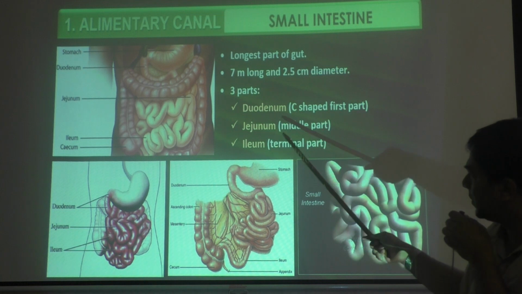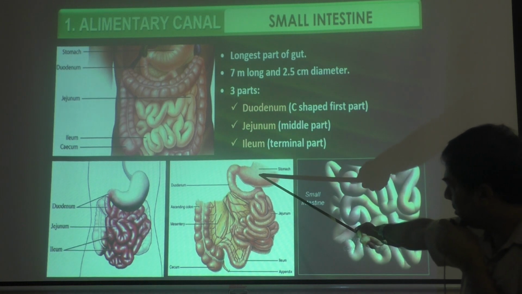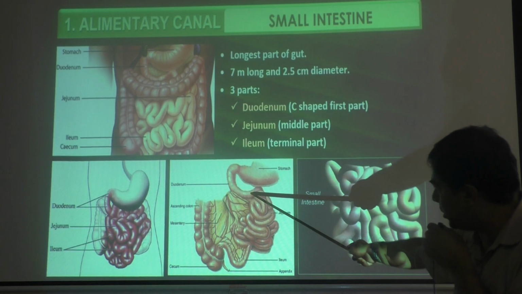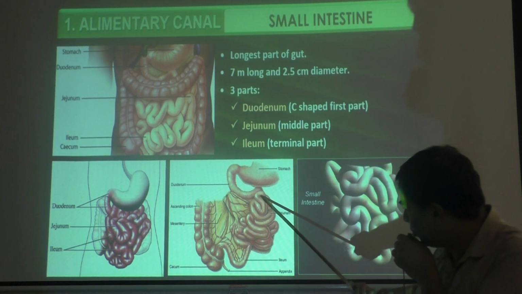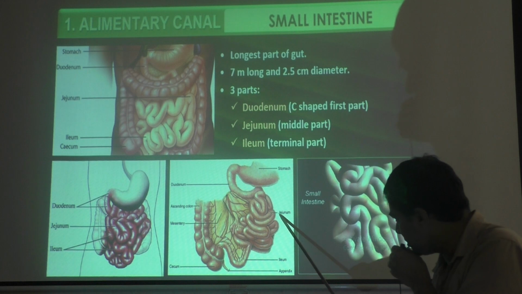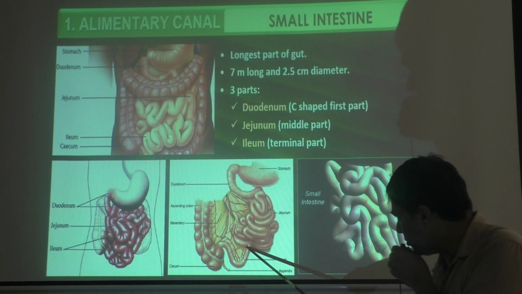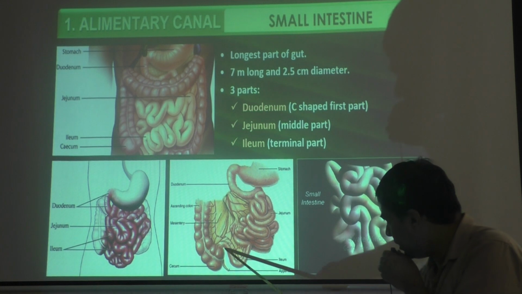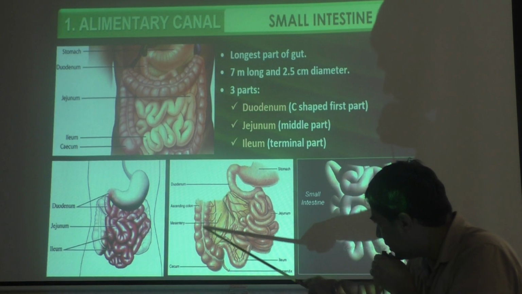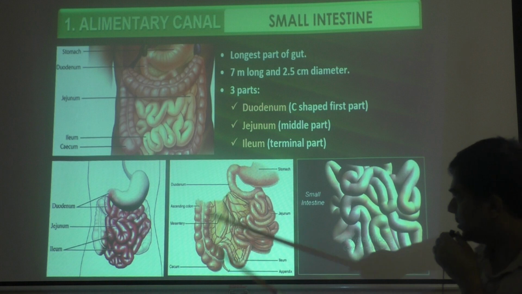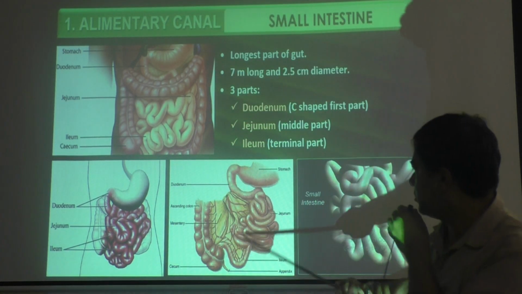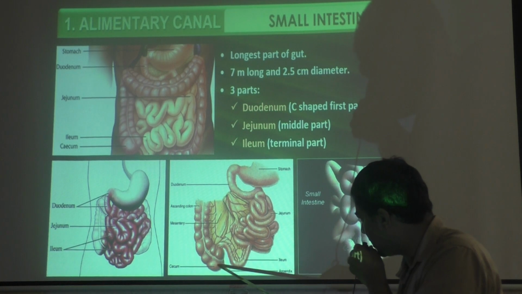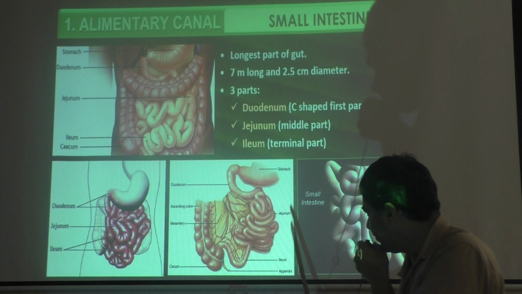Anyway, you can see this is the stomach, and this is the first part of the small intestine, a C-shaped structure, that is the duodenum. Then here you can see a coiled S-shaped structure, that is the jejunum. The next part is the ileum. Then the ileum connects to the large intestine. See, the large intestine starts here. So the small intestine connects to the large intestine through the ileum.